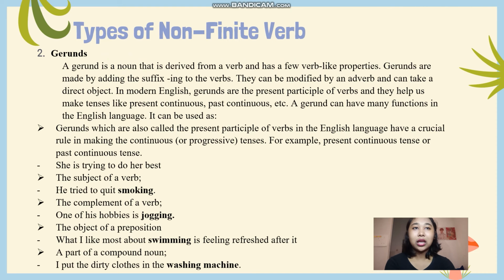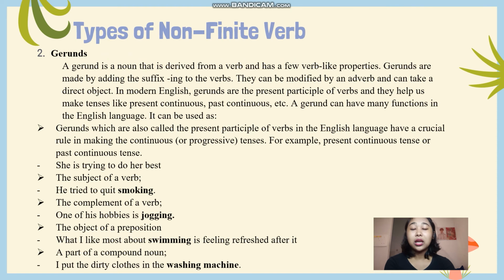Gerunds can have many functions in the English language. Gerunds, which are also called the present participle of verb in the English language, have a crucial role in making the continuous or progressive tense. For example, present continuous or past continuous: she is trying to do her best.